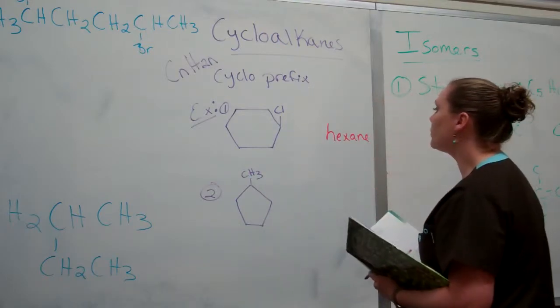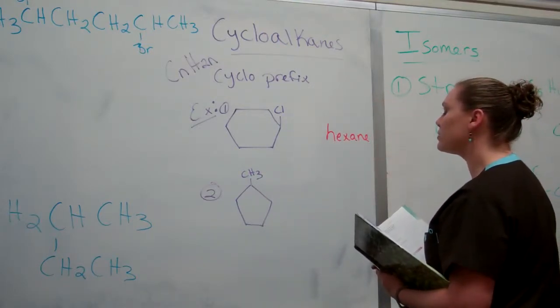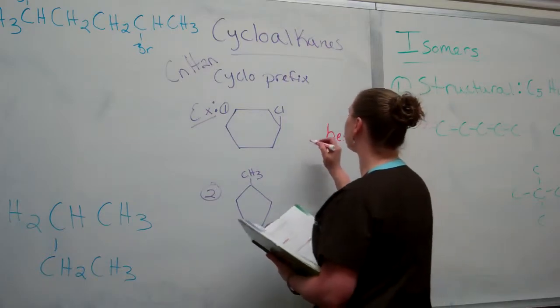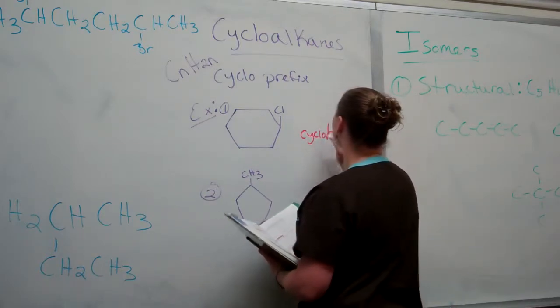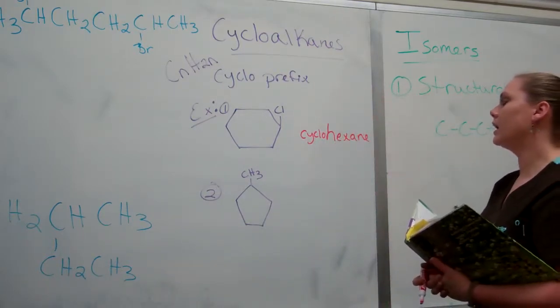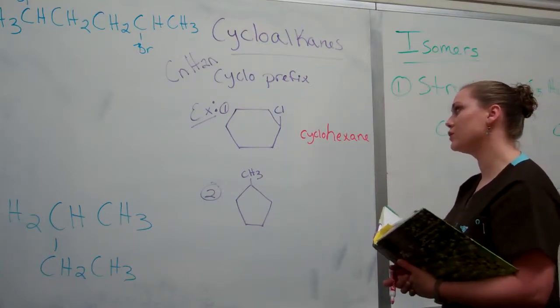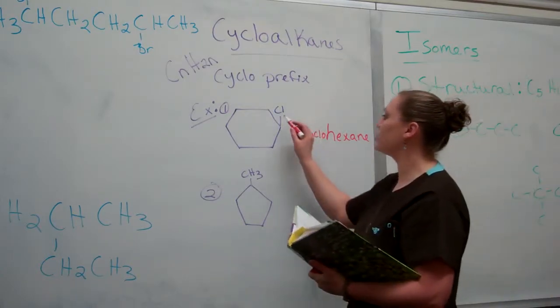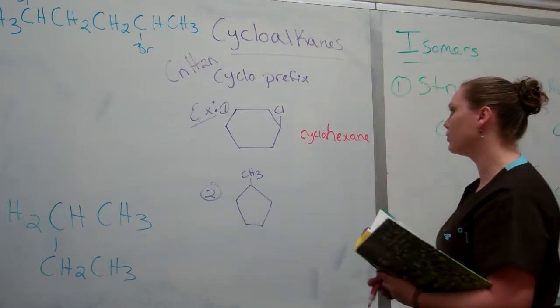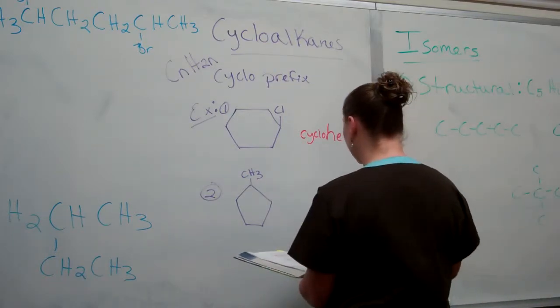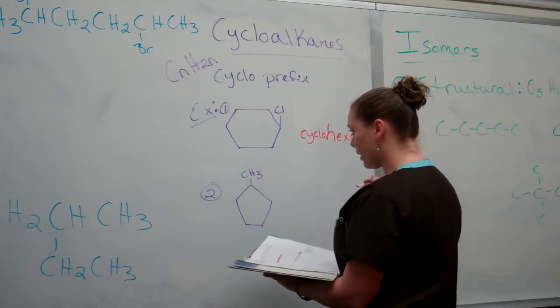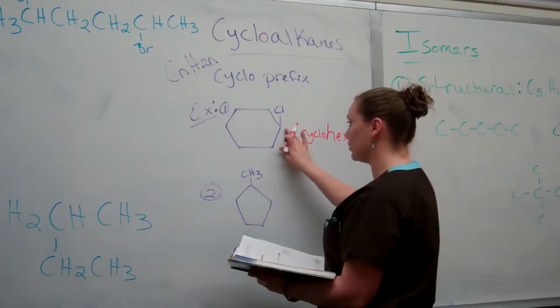Okay? So to indicate that it is in a ring formation, all we do is add cyclo to the front of this. Cyclohexane. Now the only thing left to do is we've got to name this halogen here that's connected to this. So this is a chlorine. So we have to count and number our carbons here so that this chlorine has the lowest number.